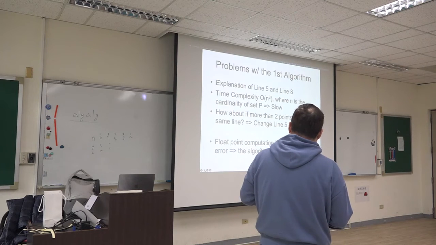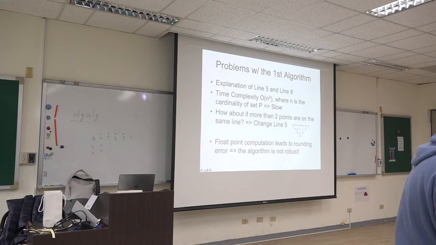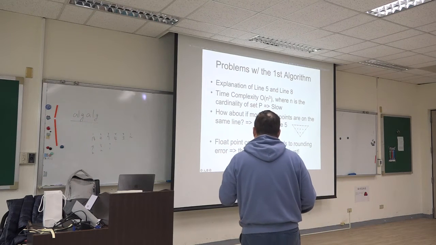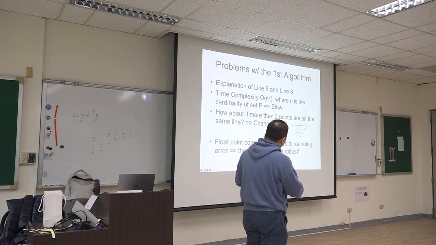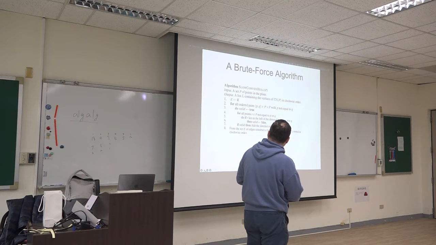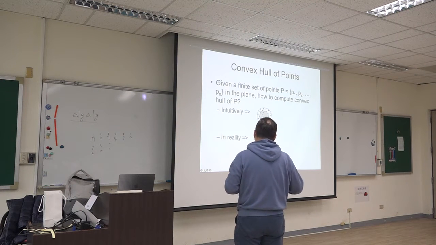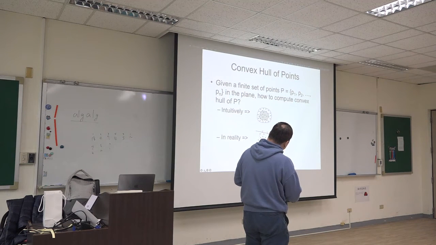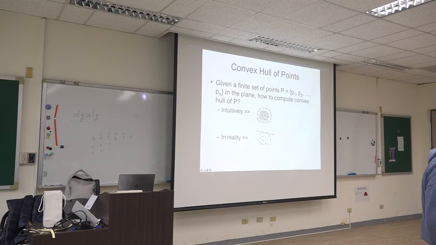And we also need to consider what we call degenerate cases. What is a degenerate case? The degenerate cases are the cases where, for example, in this particular example, some points may be collinear. When we draw this set of points, actually you can see that no more than 2 points are collinear, right? No more than 2 points are collinear.